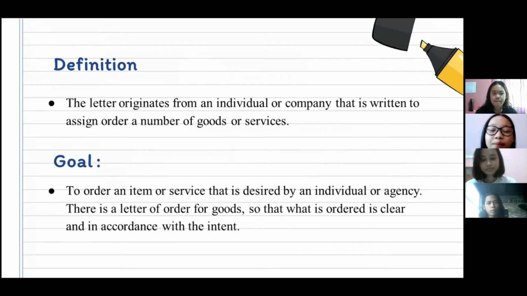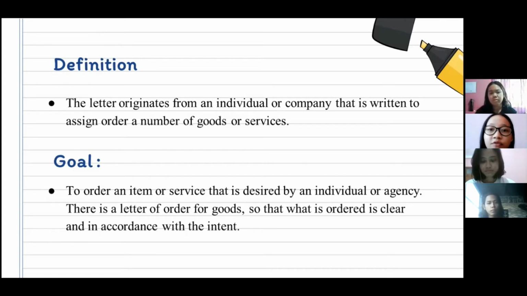Now, I will tell you about the placing letter first. What is the placing letter? The letter originates from an individual or company, written to order a number of goods or services. So, when we are interested in some goods or services, we should make this letter. The goal is to order an item or service that is decided by an individual or agency.